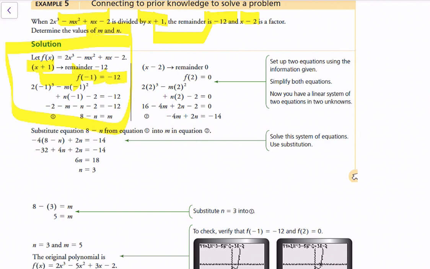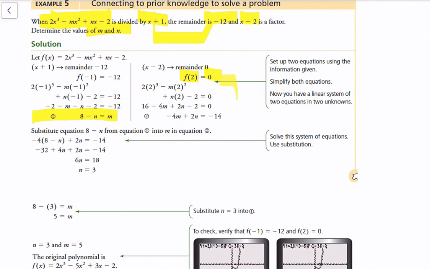So then they solve for the function. So they put in this negative 1 into this function right here, and once they do that, they get this final equation. So this isn't the end yet, but you see they label it as equation 1, so that's really important. And the second thing they can use is the fact that x minus 2 is a factor. So since x minus 2 is a factor, that means the remainder is 0, right? So f at 2 is equal to 0.